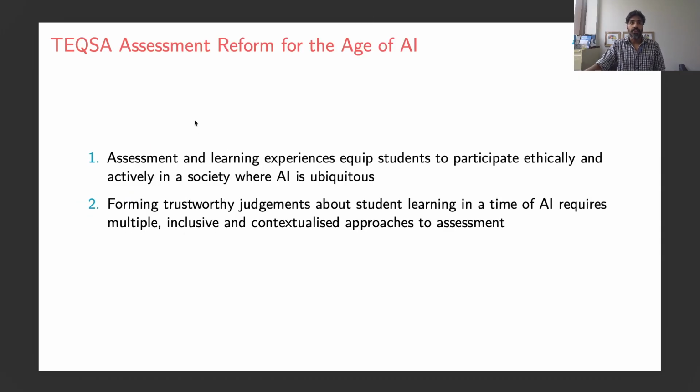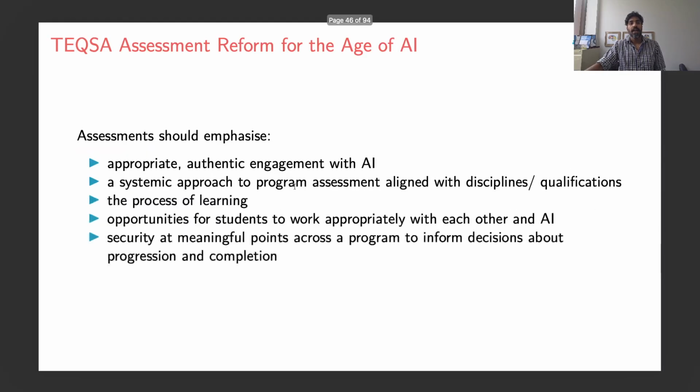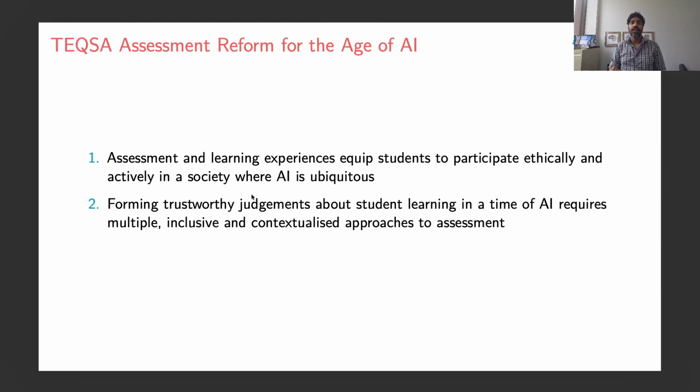In their initial paper, Assessment reform for the age of AI, they suggest that assessment and learning experiences equip students to participate ethically and actively in a society where AI is ubiquitous. It was essentially an acknowledgement that AI use is everywhere, so it's important that we train students prior to sending them out, so they have some understanding of how to use it in ethical ways. And forming trustworthy judgments about student learning in a time of AI requires multiple, inclusive, and contextualized approaches to assessment.